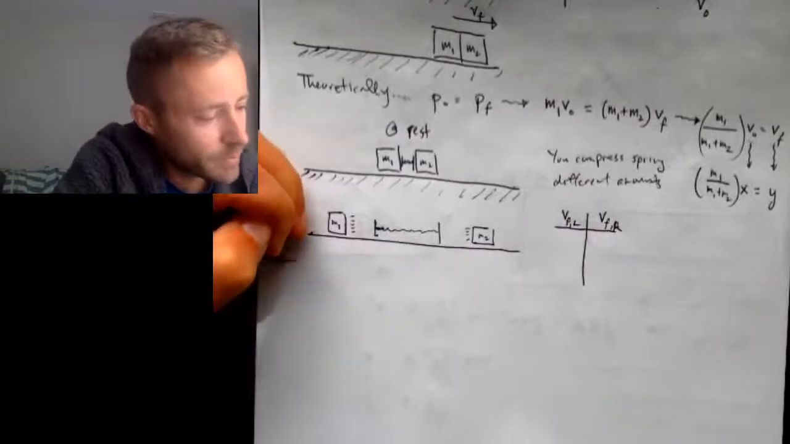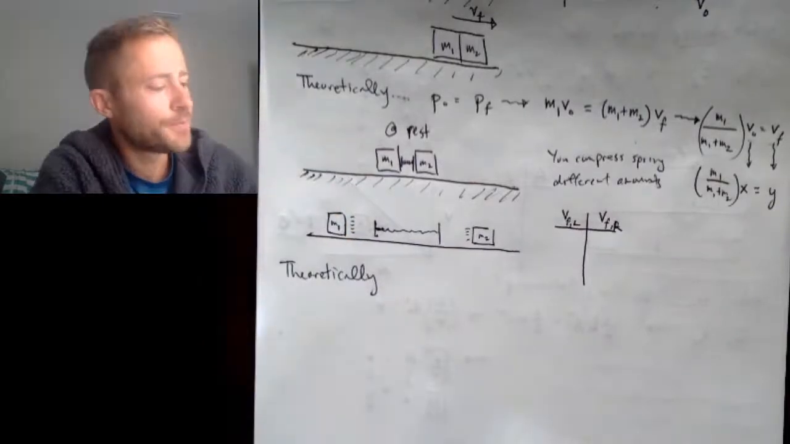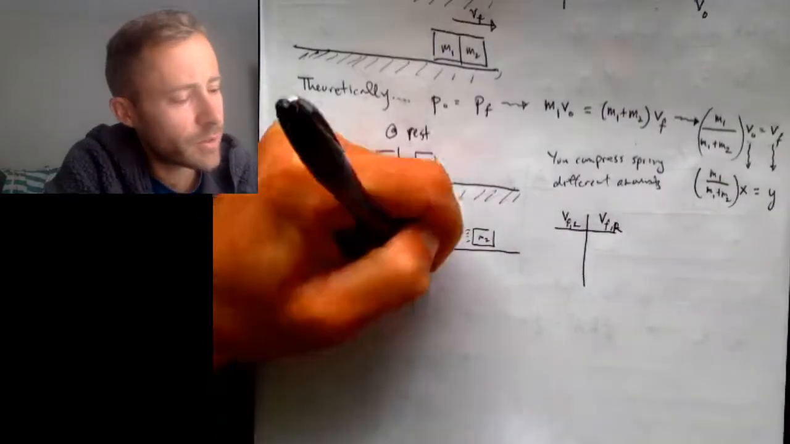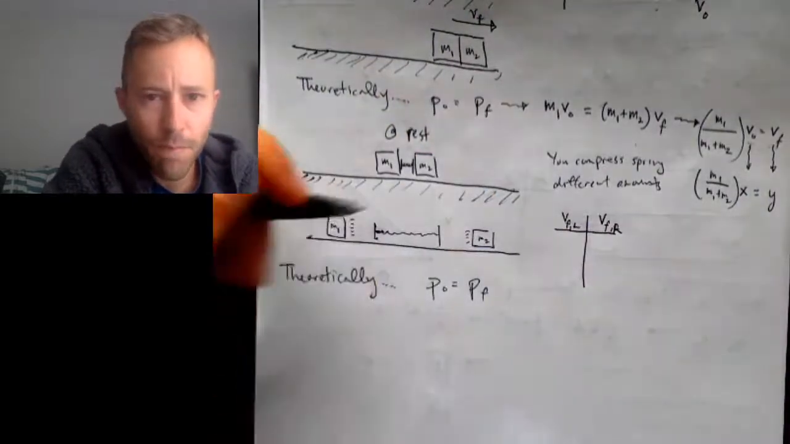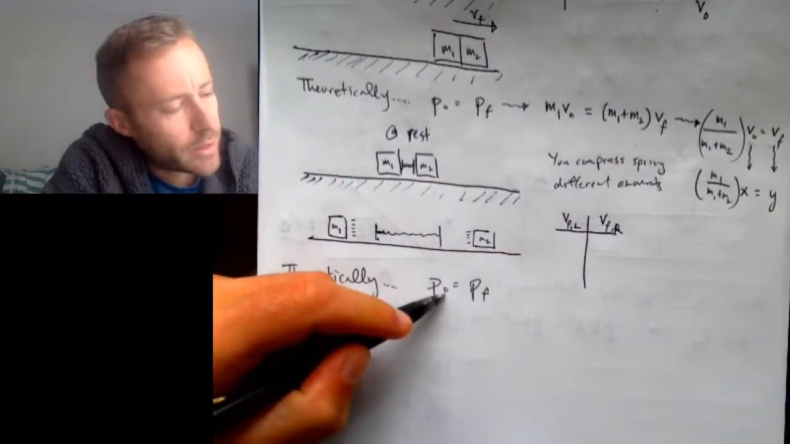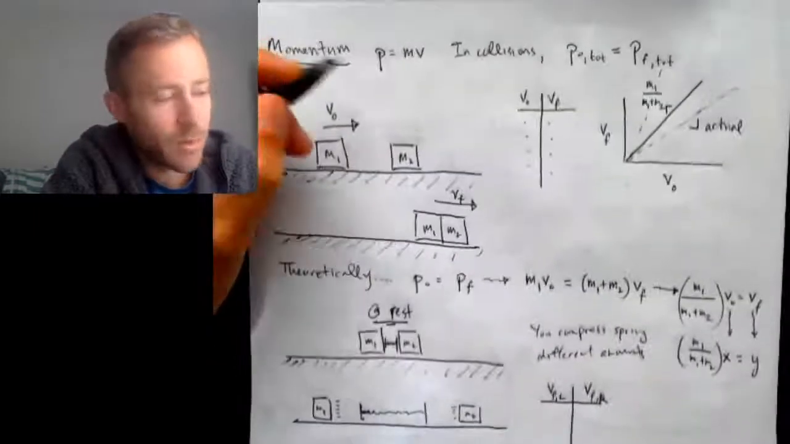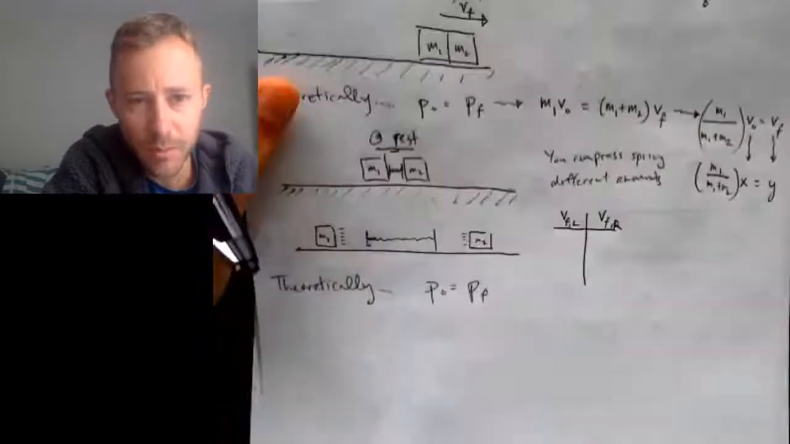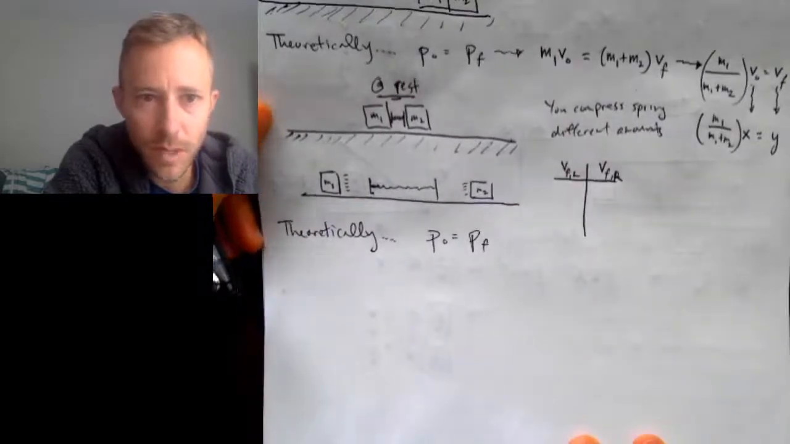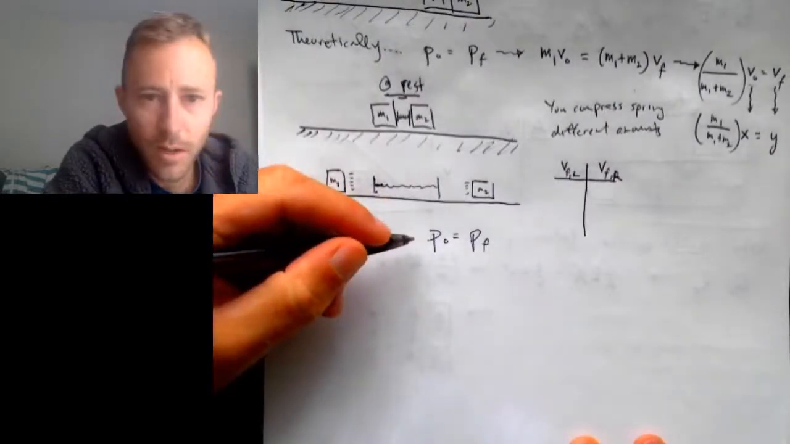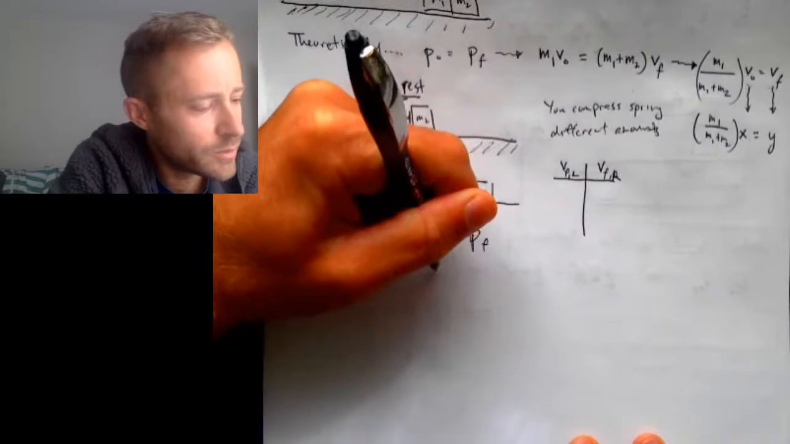So theoretically, what should be the relationship? Well, using conservation of momentum, P initial equals P final. The initial momentum is 0 because the system is at rest. Momentum is mass times velocity, so if you have no velocity, there is no momentum. So the initial momentum is 0.